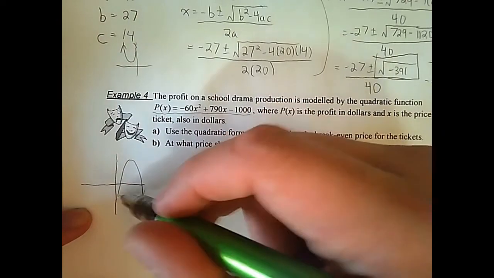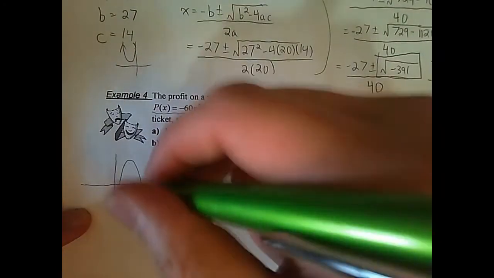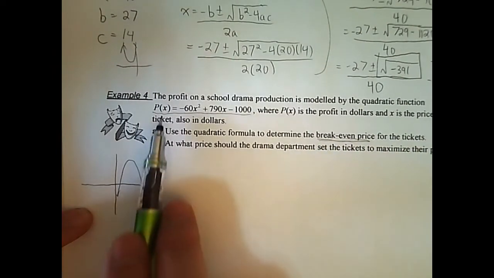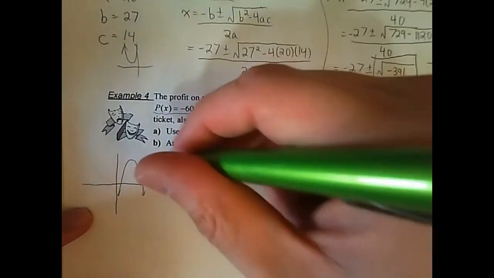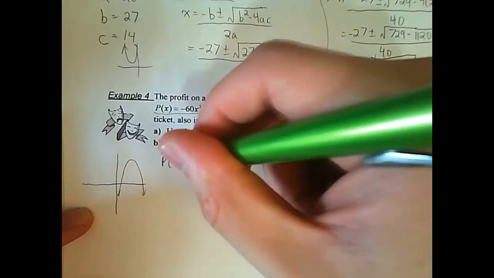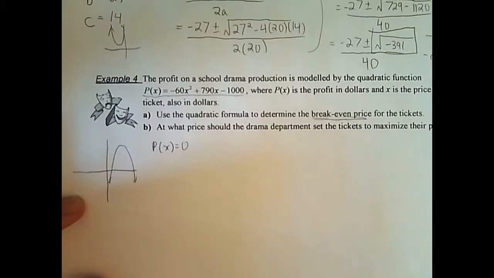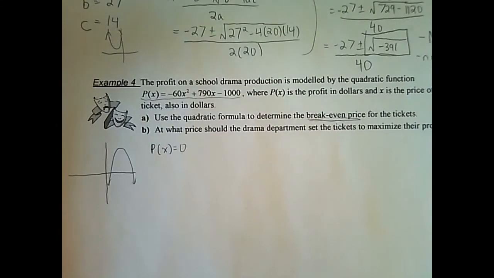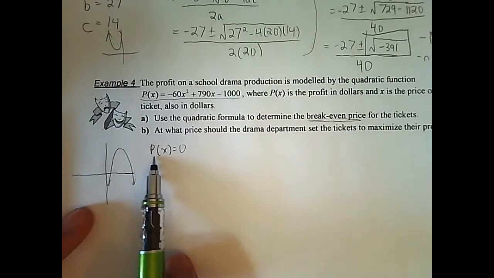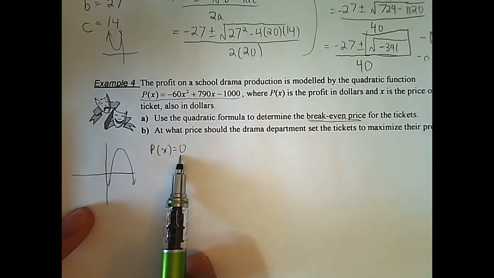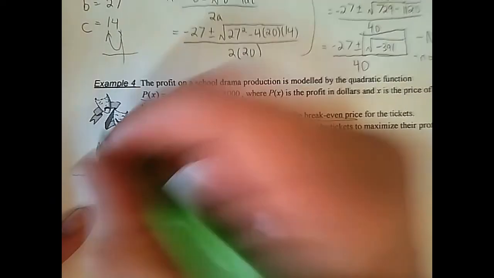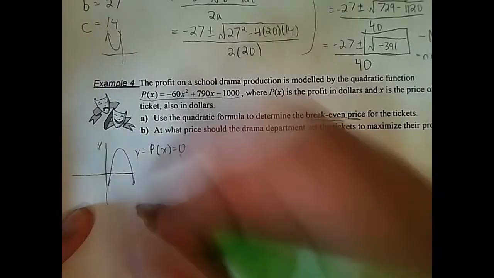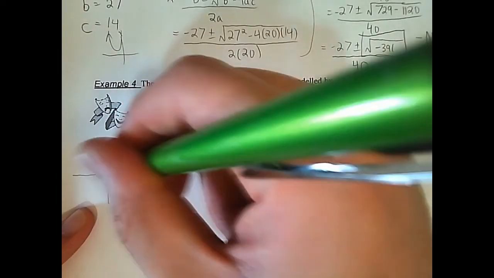Because it opens downwards. And what they mean by what is the break-even price, well, that's what happens when the profit, p at x, is equal to 0. If it's break-even, that means they haven't made any money, but they also haven't lost any money. So we're trying to figure out when is p at x equal to 0. Well, in p at x, that's our y value. Remember, this is our y value. When this is equal to 0, that's when we have our x values here.